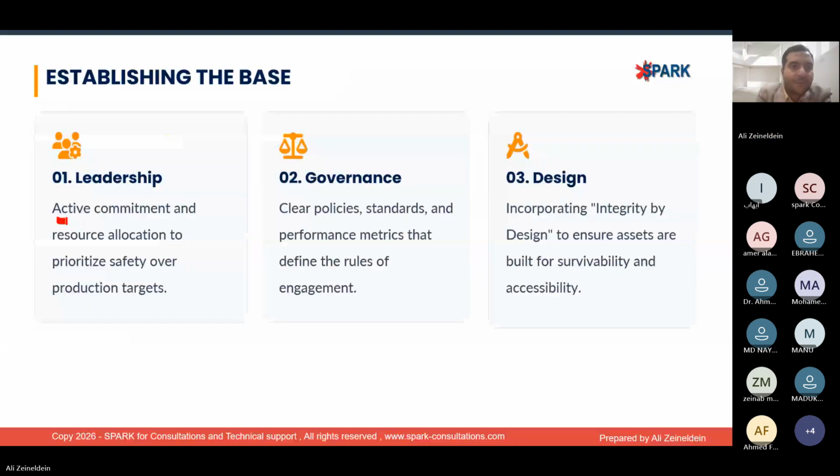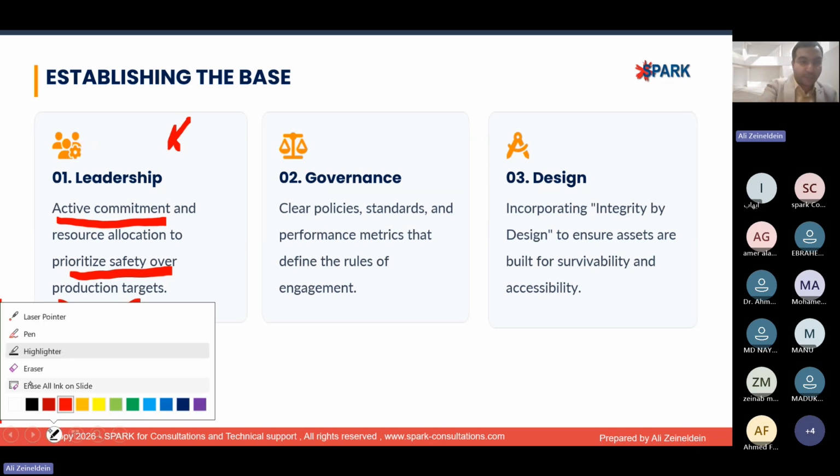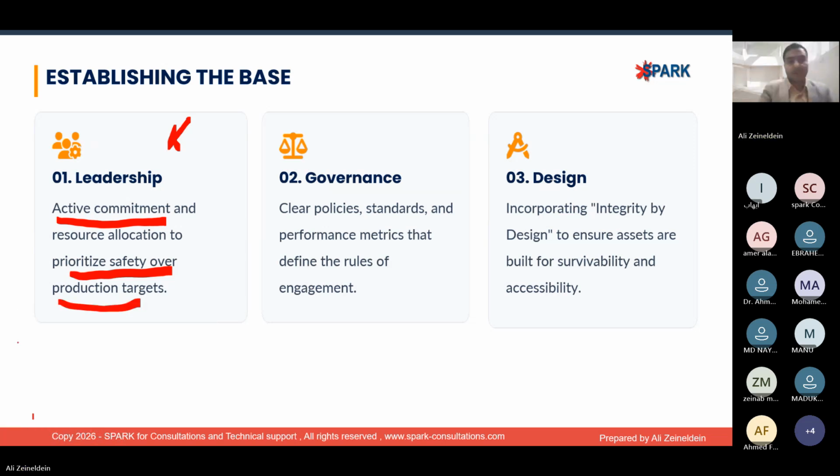Leadership: active commitment and resource allocation to prioritize safety over production targets. This is the leadership, and by the way, this is the first pillar in asset integrity management. First pillar.